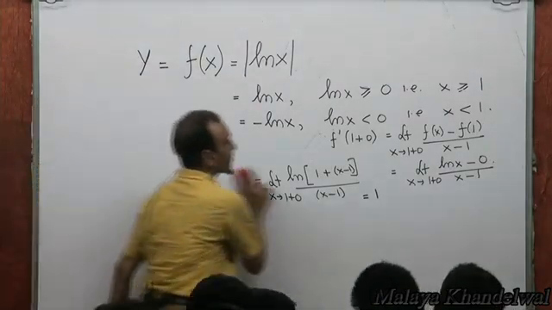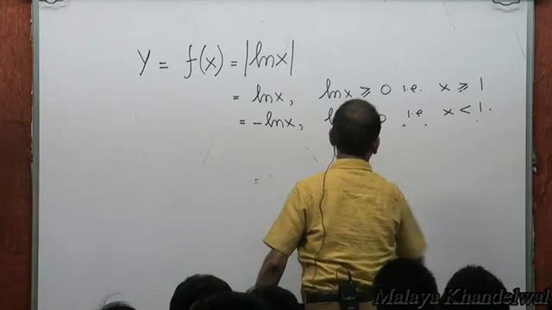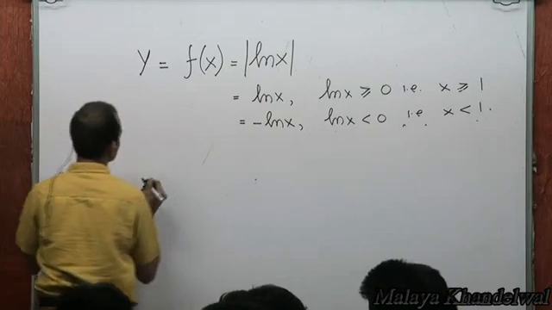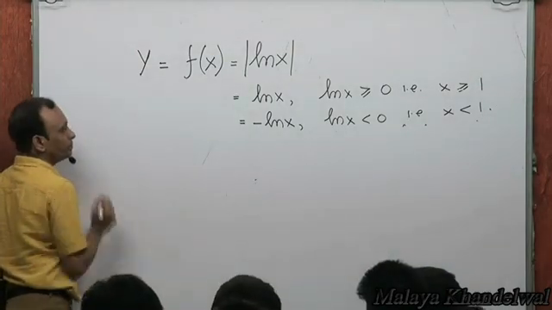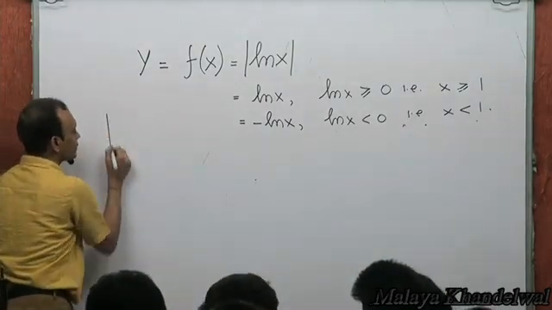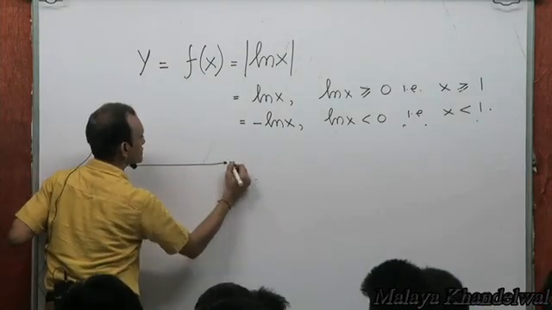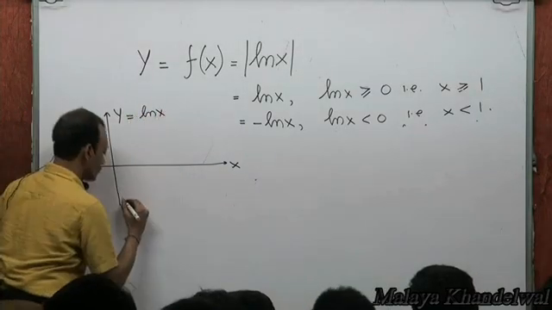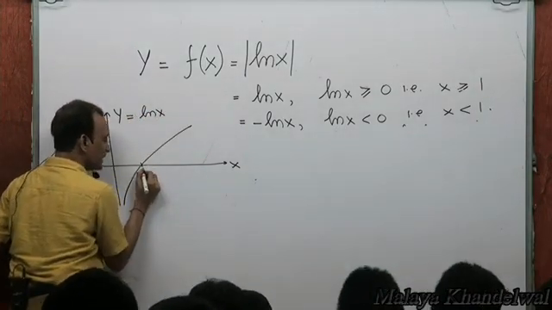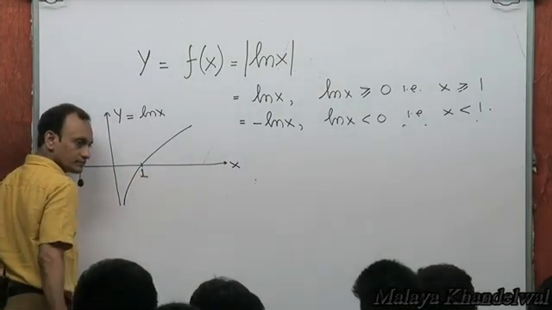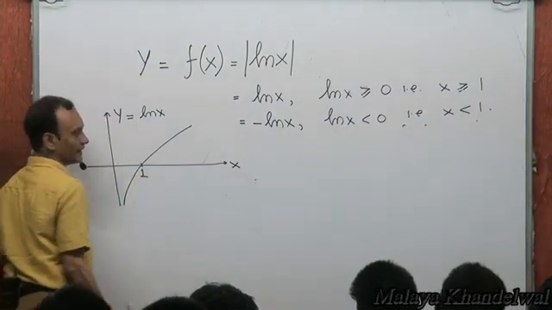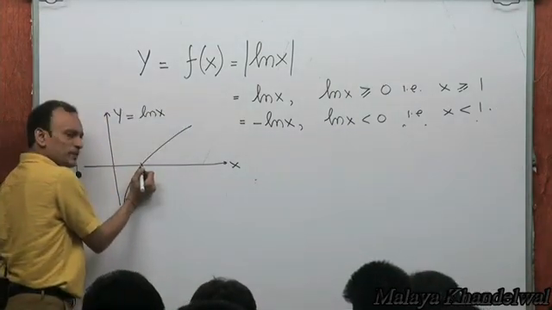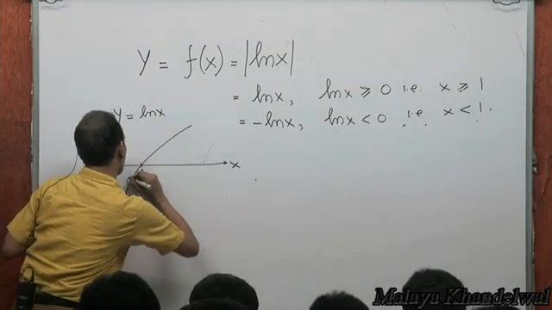Graphically, say this is the graph of y equal to ln x. At x equal to 1, it changes sign. Right? This is the graph of y equal to ln x. And it's a good function at x equal to 1. Both the properties of continuity and differentiability are properly met.